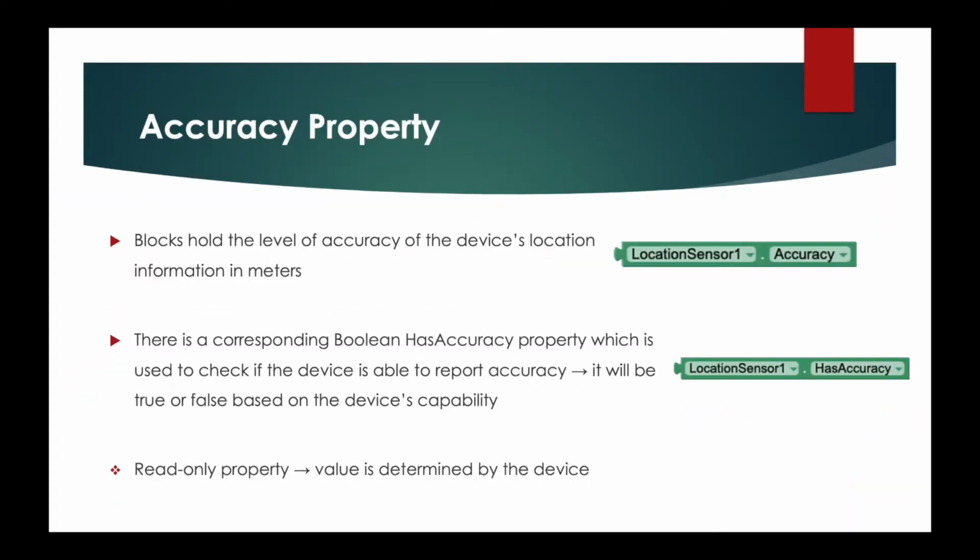Next are the accuracy blocks. They hold the level of accuracy of the device's location information in meters. There is a corresponding Boolean HasAccuracy property which is used to check if the device is able to report accuracy. It will be true or false based on the device's capability, and accuracy blocks are also a read-only property as the value is determined by the device.